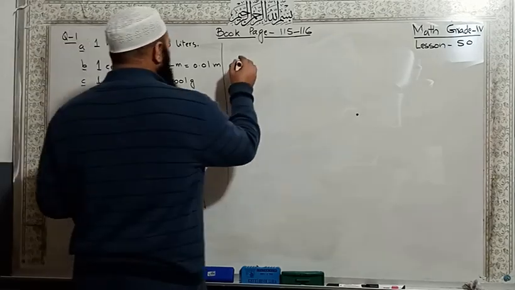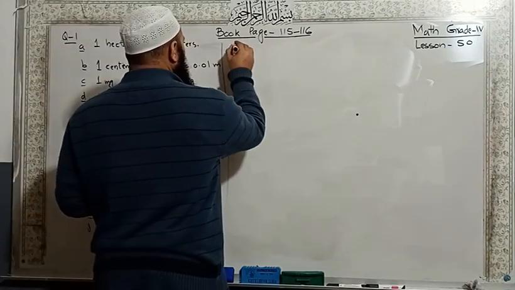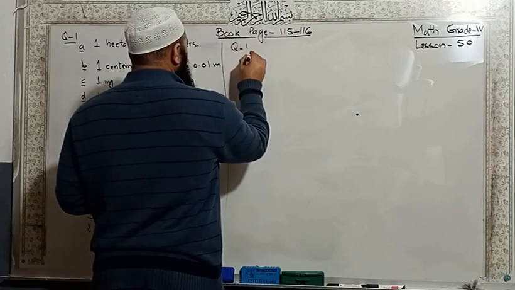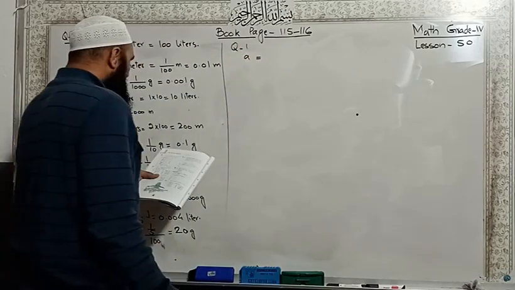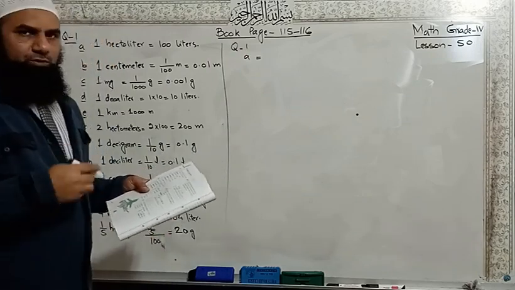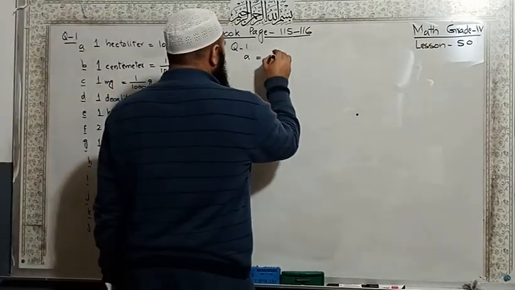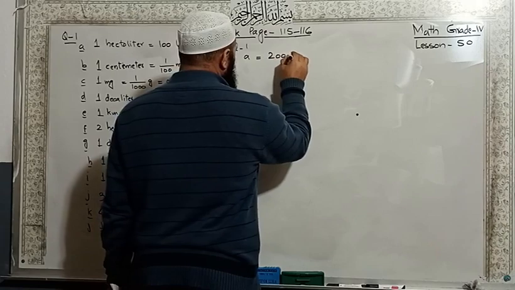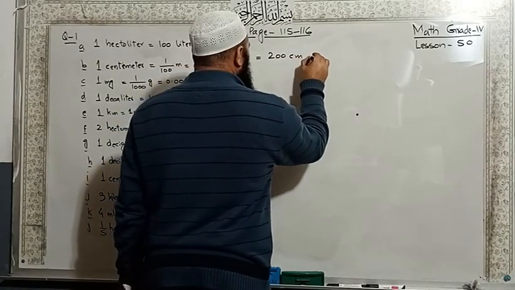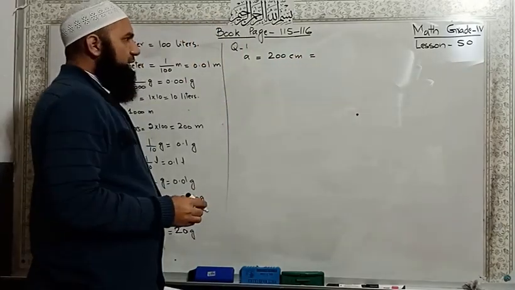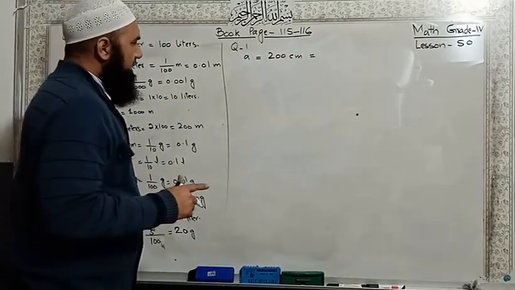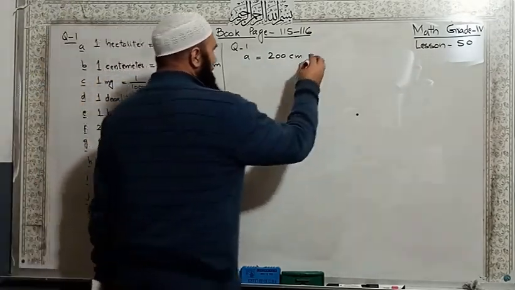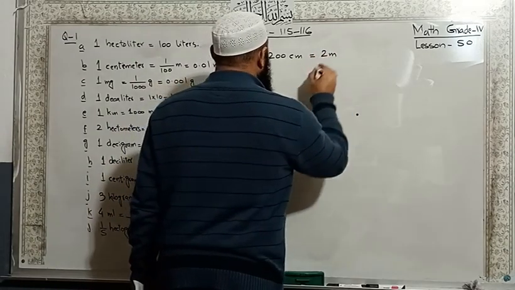Similarly, we will have question number 1, page number 116. Question A. 200 centimeters is equal to how many meters? So we know that in 1 meter there are 100 centimeters. Then 200 centimeters will be equal to 2 meters.